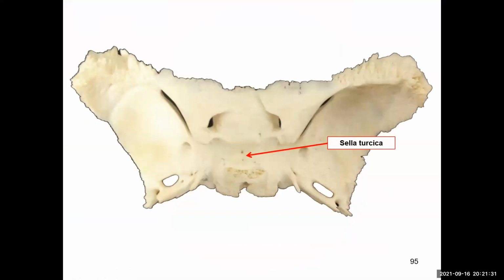All right, so now we're looking at the sella turcica. That's the structure that the pituitary gland is going to sit in.